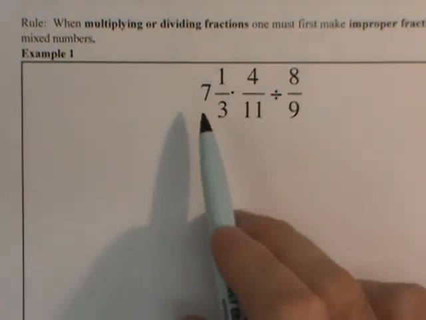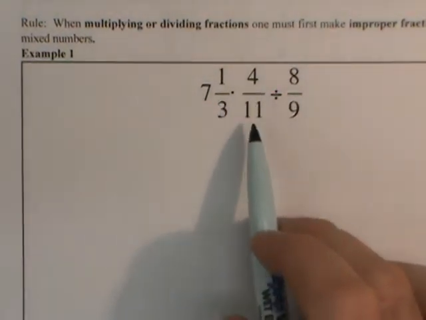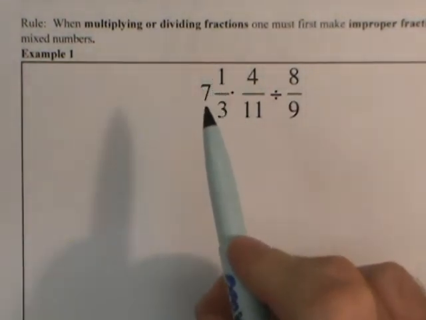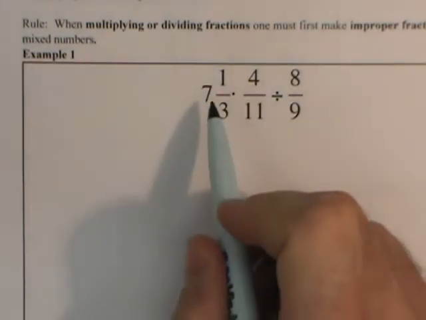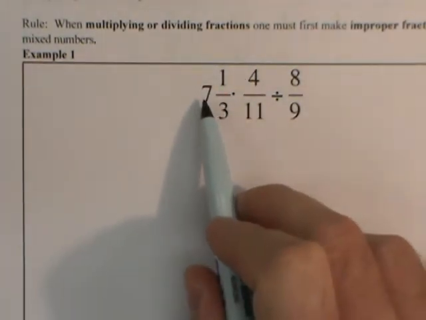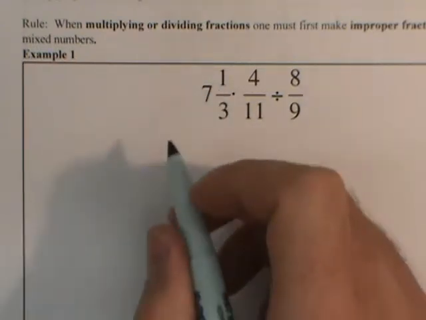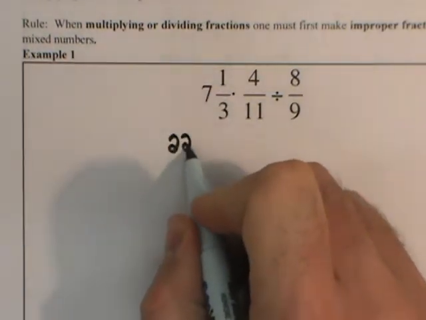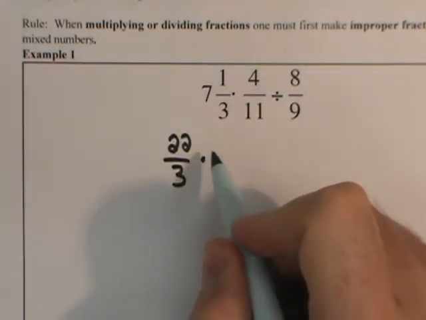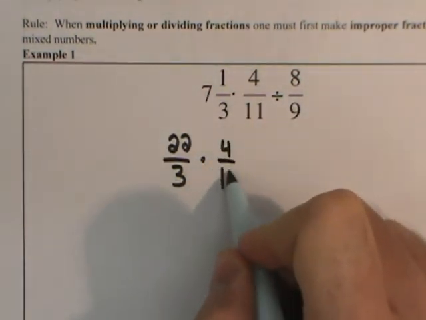So look at this first problem. It says 7 1/3 times 4 11ths divided by 8 9ths. I have this mixed number here, so my first step is to make it improper. How do I make it improper? I'll go 3 times 7 is 21. 21 plus 1 becomes 22 over 3. The second fraction is appropriate. There's nothing I can do with it.